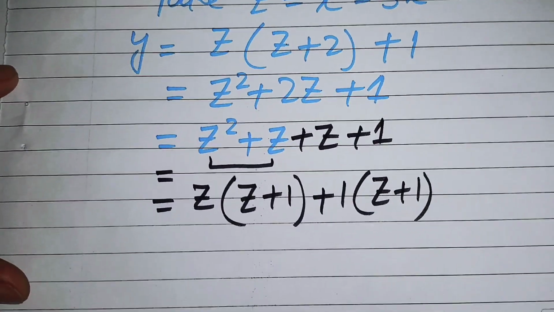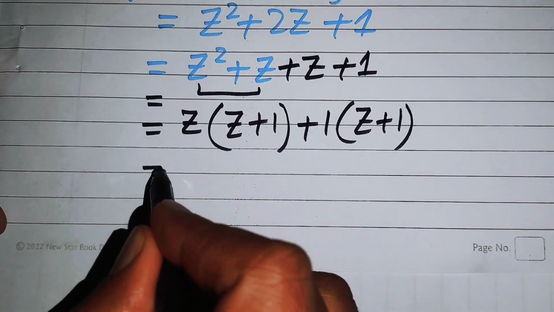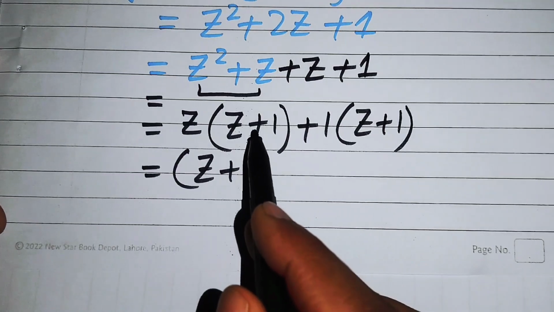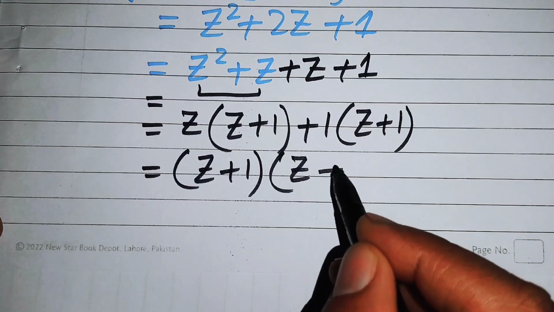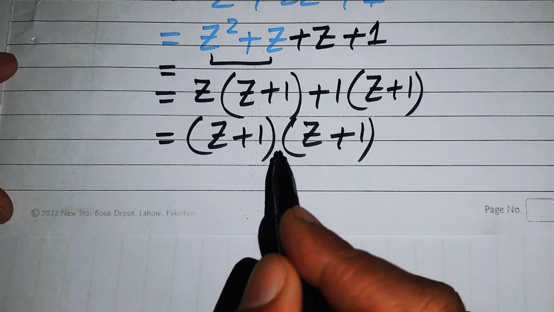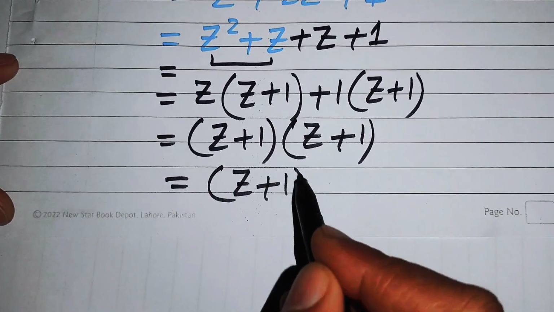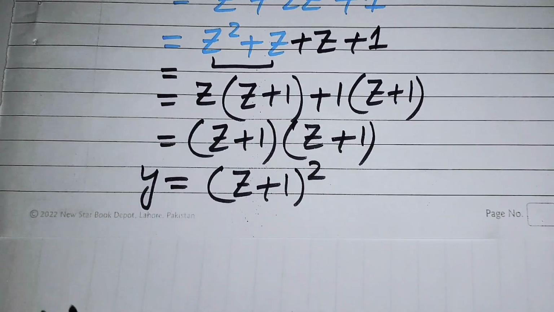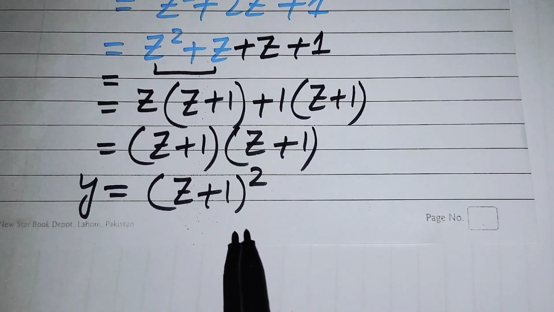Now we focus on both of the terms and you see that we have z plus 1 as a common factor, so we take it common here, and we get z, and here we get plus 1. When you multiply z plus 1 by z plus 1, we obtain (z plus 1) whole square. So now we find the value of y equals (z plus 1) whole square.